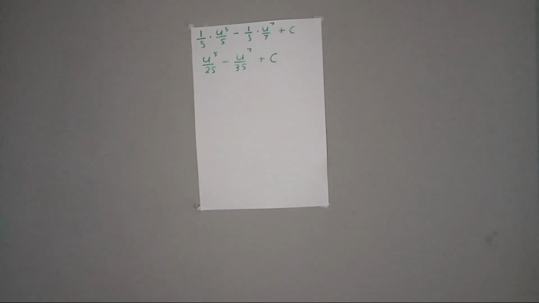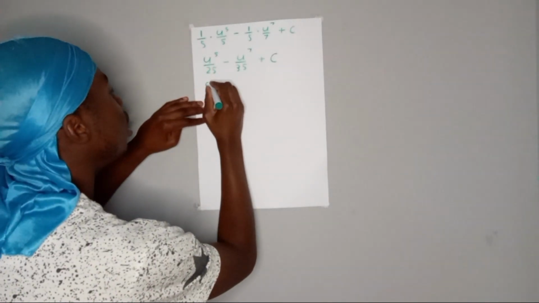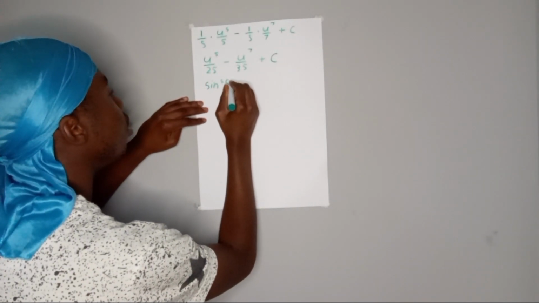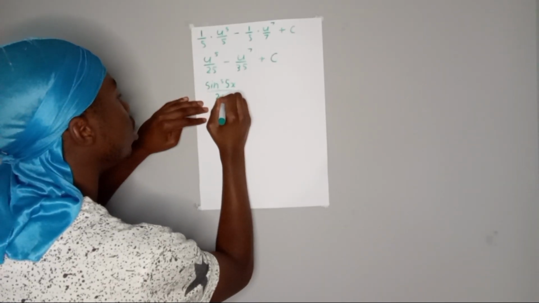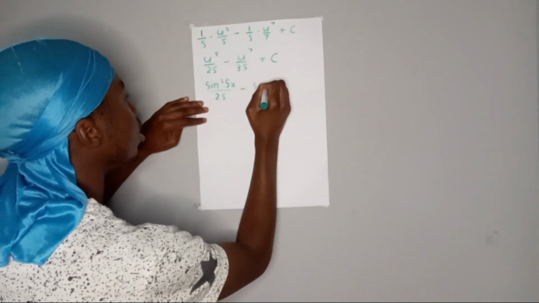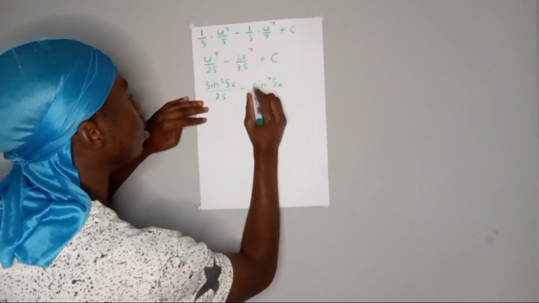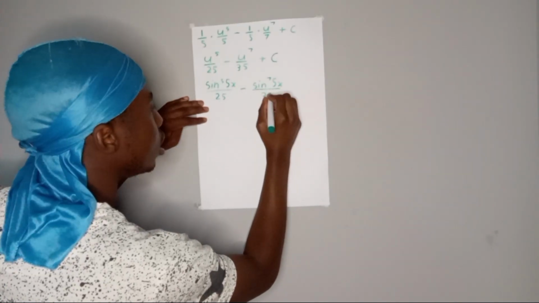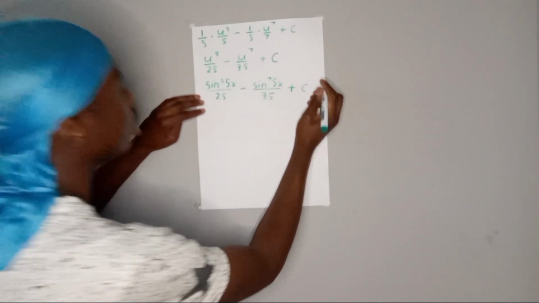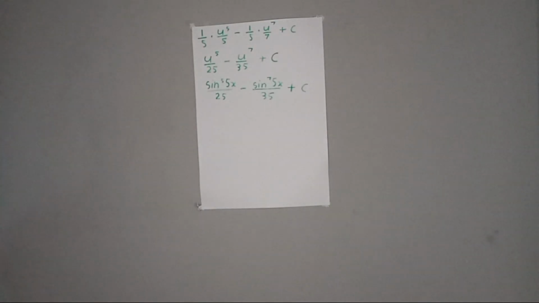What was the u, guys? Comment it down below. What was the u? So your u was sine. And that right there, ladies and gentlemen, is your final answer.